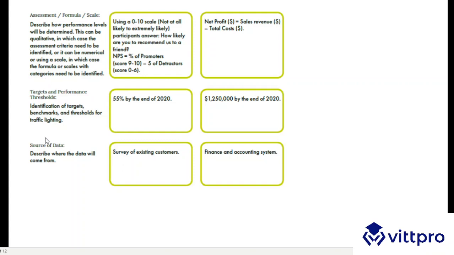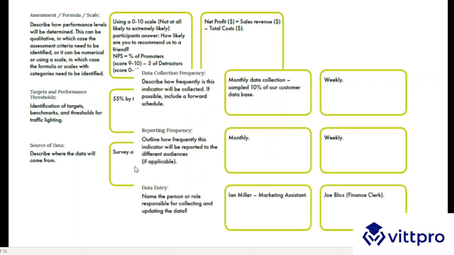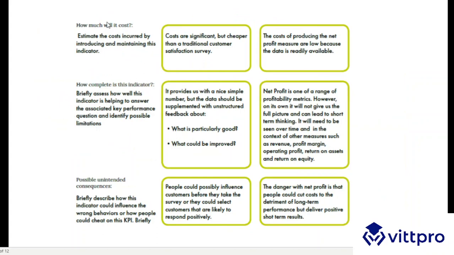The source of data, how they will measure this, is survey of existing customers. Then data collection frequency, how often you will be collecting the data. It's going to be, let's say, a sample of 10% of our customer database, on a monthly basis. Who is going to enter the data is Ian Miller, marketing assistant. How much will it cost? There is nothing cost because you are going to send the email. There is no cost of it.